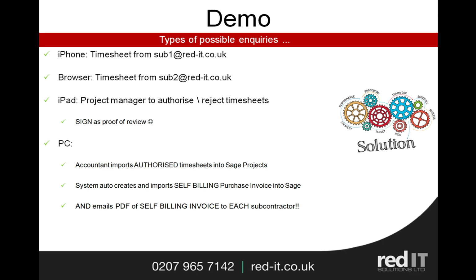I'm going to log on to an iPhone, and then I'm going to create a timesheet. Then I'm going to log on to a browser and log in as subcontractor 2 and do a timesheet. I will then switch over to an iPad and pretend to be a project manager, and then I can authorize and reject those timesheets and sign them as proof of review. And the PC is then used by the accountant, who looks at the authorized timesheets and imports those into Sage projects. But at the same time, the system also creates some self-billing invoices and posts those as purchase invoices into Sage, completing the cycle. And finally, a PDF email is sent to each one of the subcontractors for the timesheet that they have actually submitted. So let's have a look at this in action.